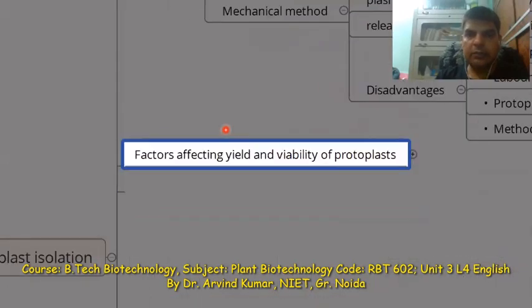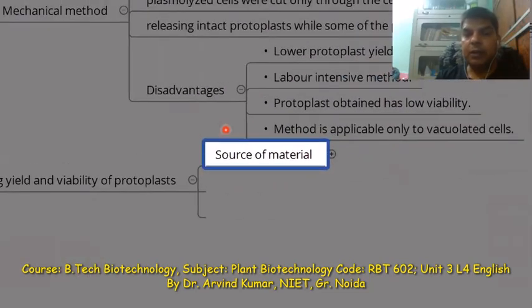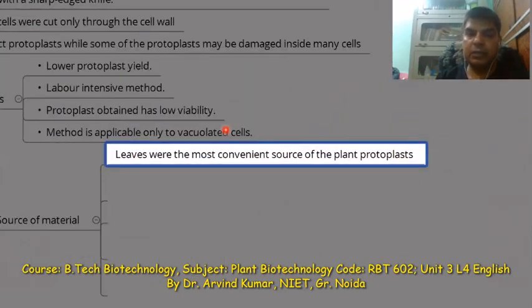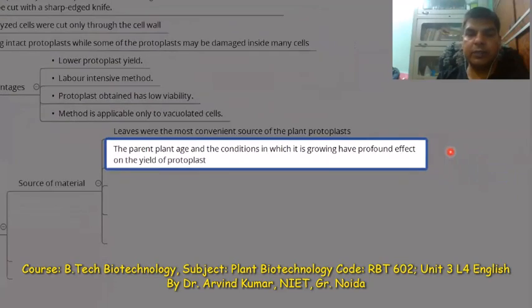Now, the second topic is the factors affecting the yield and viability of protoplast. If we are trying to isolate protoplast using any one of the methods, we should know what factors affect the yield and viability of protoplast. As we are dealing with plants, the source of material does matter, and leaves are the most convenient source of plant protoplast. It has been researched that leaves, if used as explant material for isolation of protoplast, give the best result compared to other explant material.